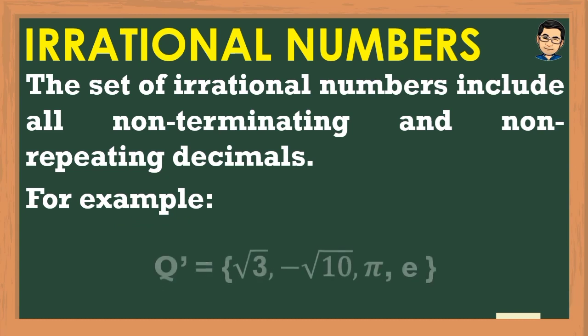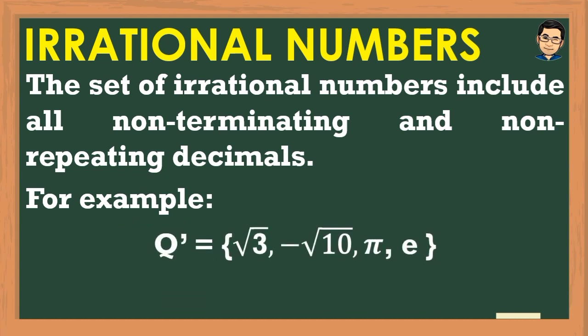For example, the square root of 3. The square root of 3 is not a perfect square, but it has an approximate value. And then, negative square root of 10, again, it is still irrational, but it has an approximate value. And then, pi, which is used in getting the circumference and area of a circle, wherein the approximate value of pi is 3.14. We only use up to 2 decimal places, but it has many more digits that follow.